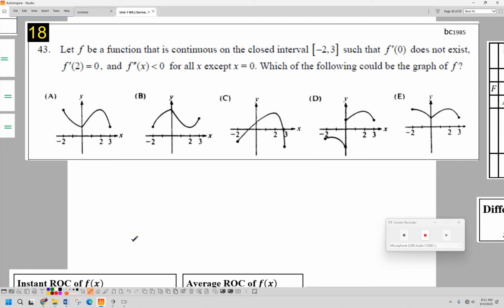Number 18. Okay, 18 says let f be a function that is continuous. Stop there.